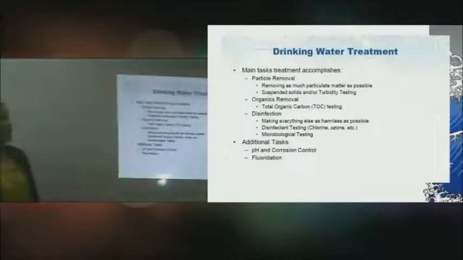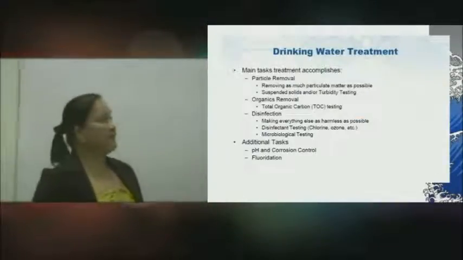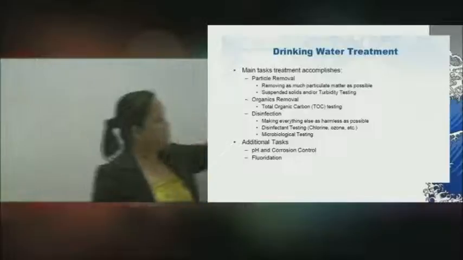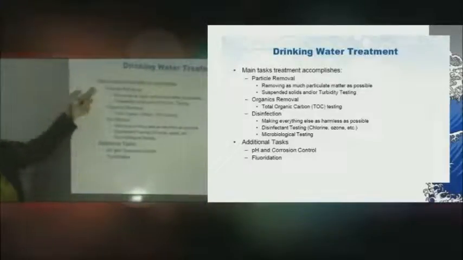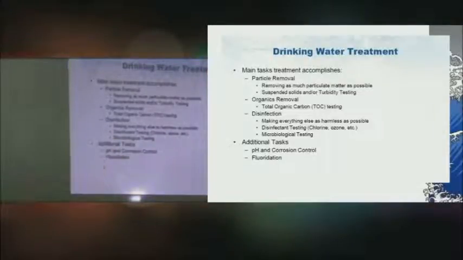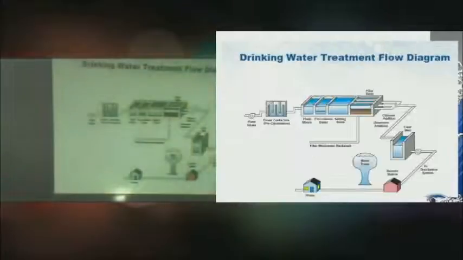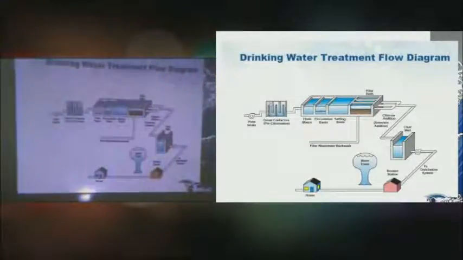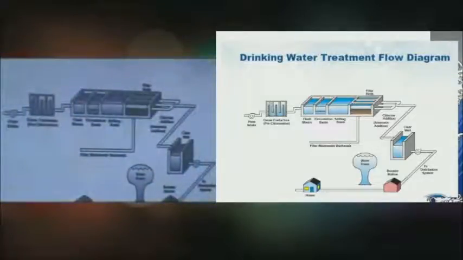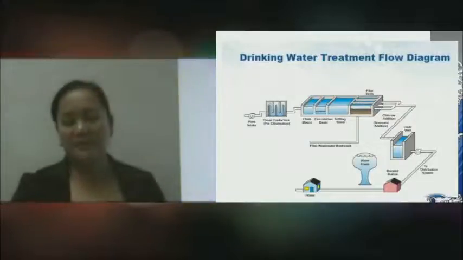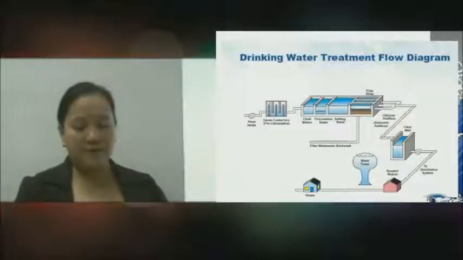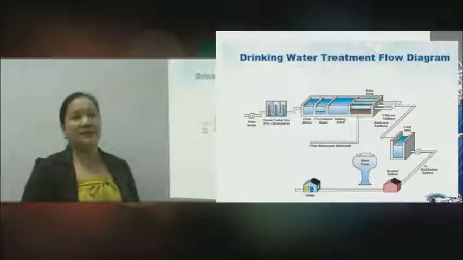Now, for drinking water, as I have mentioned, it would have the same concept. So for drinking water, the task would be to remove the particles, to remove the organics, and then disinfect. We're talking about disinfection here. For disinfection, this normally is done through the addition of chlorine. Chlorine may be in the form of solids or crystals. It may also be in the form of liquid. It may also be in the form of gas. Of course, the most effective means would be the gas.